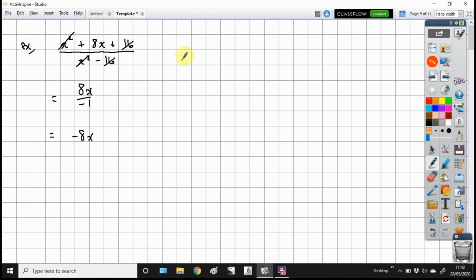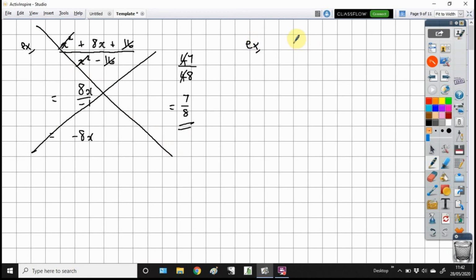It's as bad as taking the fraction 47 over 48, noticing that there's a 4 in both of the numbers and saying that it must be 7/8. It's just as bad as that. It's absolutely terrible. Okay? You cannot go that way. So let's go back to the original example and consider what you must do. X squared plus 8x plus 16 all over x squared minus 16.